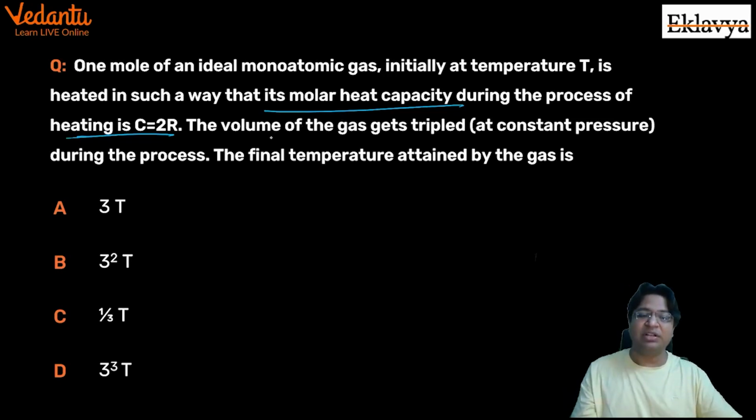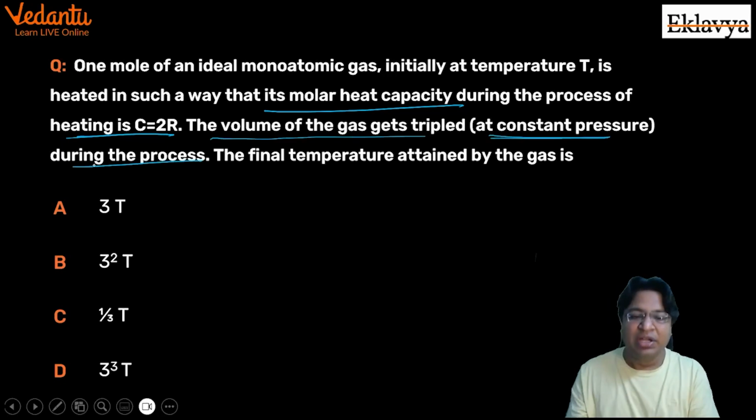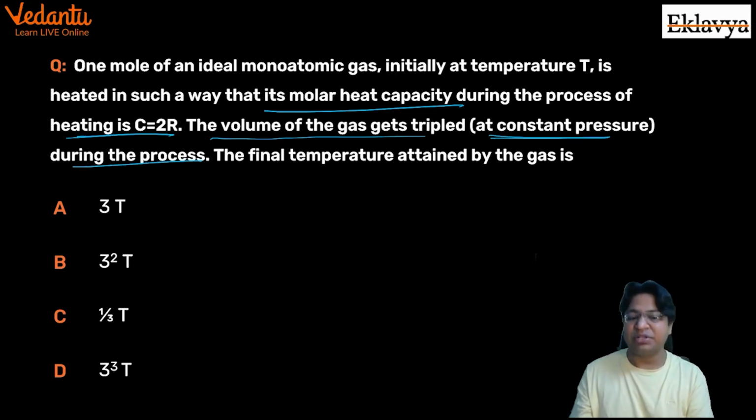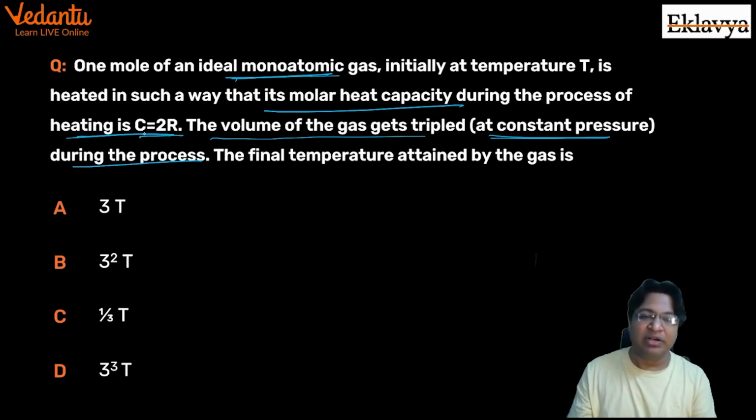Then the question says that the volume gets tripled at constant pressure during the process. So during the same process, if the pressure remains constant, then the process becomes isobaric. And for an isobaric process carried out on a monatomic gas, the molar heat capacity cannot be this much. So the question is actually contradicting itself.